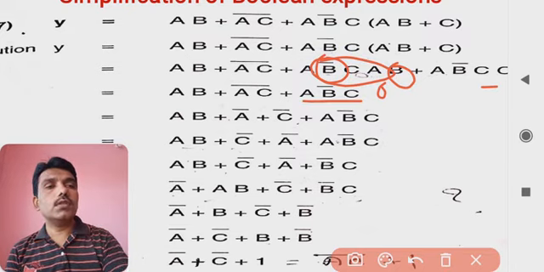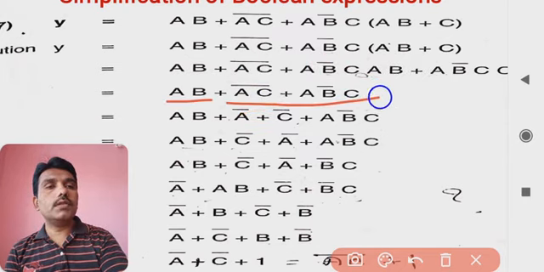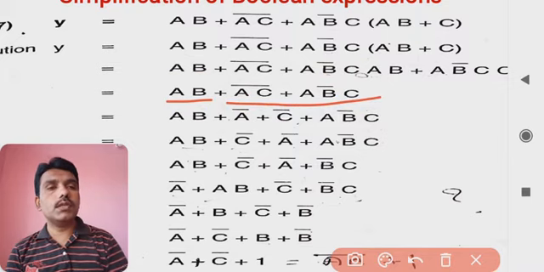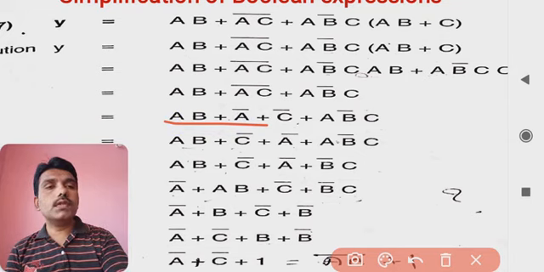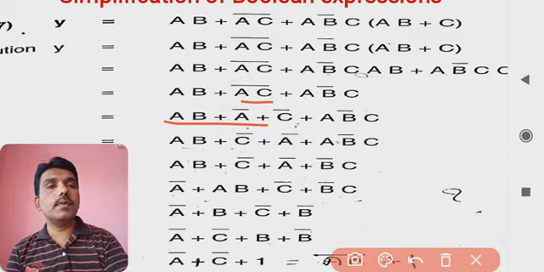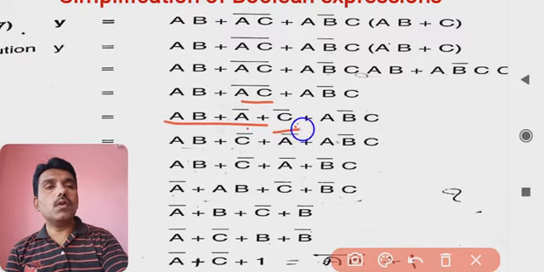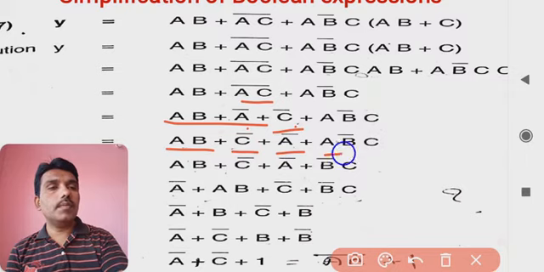For this it is 0, and this AB as it is we are writing, and AC complement as it is. So the terms remaining are AB or AC complement or AB complement C. Again, here AB, this is AC complement, and the complement of a product is equal to the sum of their complements. A complement or C complement we can write, or AB complement C as it is.